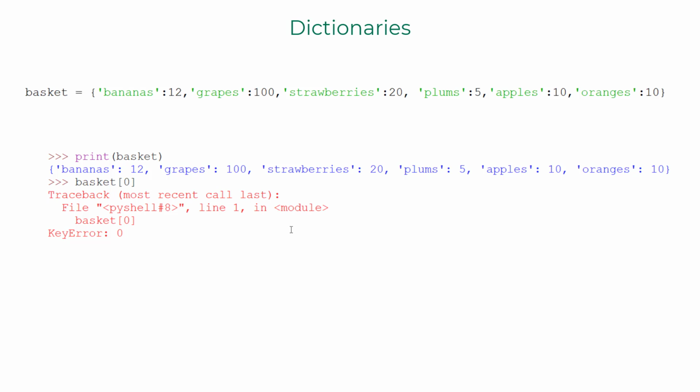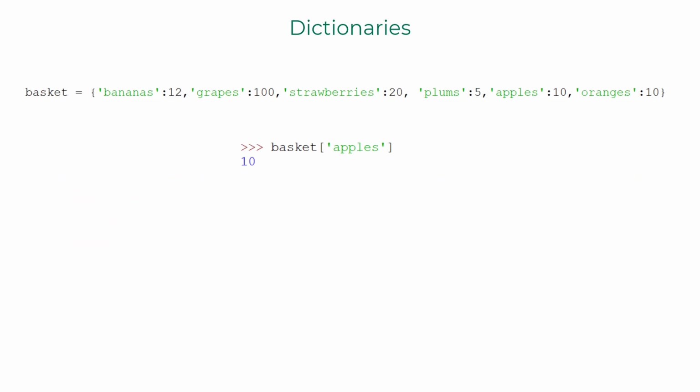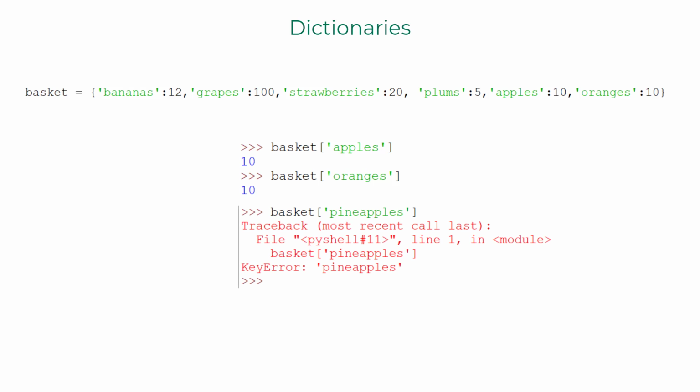In this example, here is how you access the number of apples. You write basket followed by the key within square brackets. There you go. To get the number of oranges, you write it this way. Very intuitive. Guess what happens if you try to access a key that is not present in the dictionary? It would throw a key error exception.